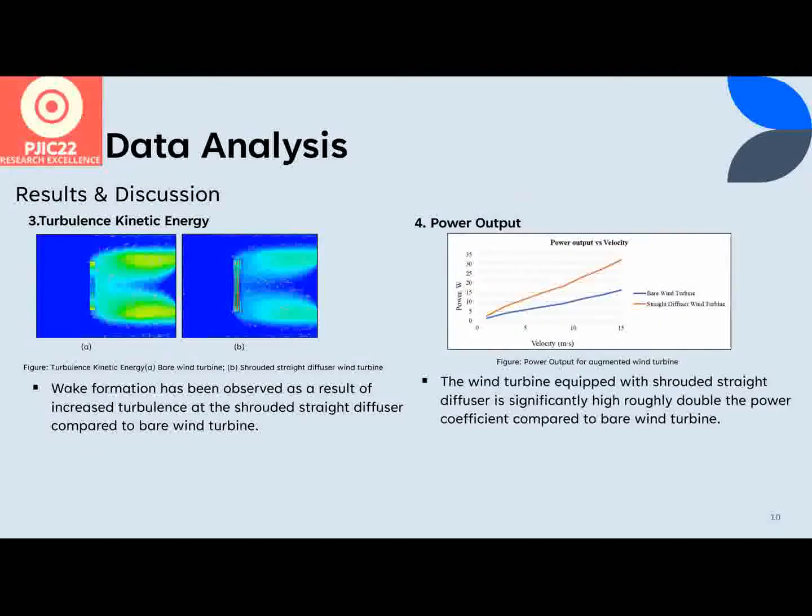Last, we go to the power output. The power output for both wind turbines can be seen in the figure. The wind turbine equipped with the shrouded straight diffuser has a significantly higher power coefficient, roughly double that of the bare wind turbine.